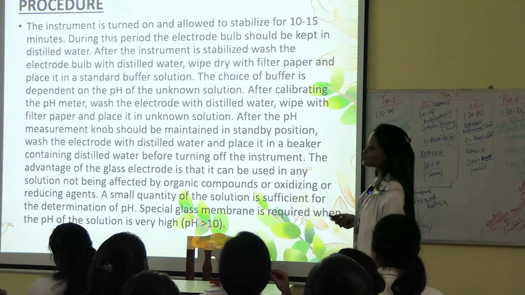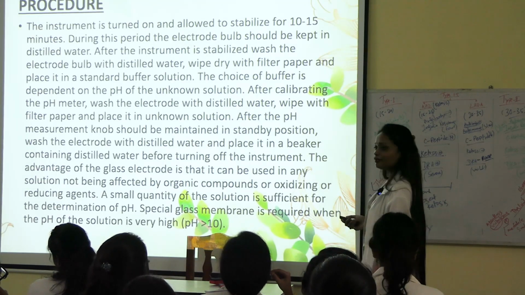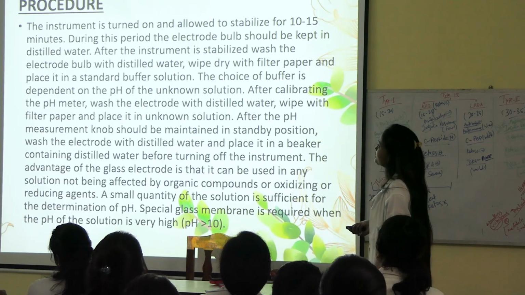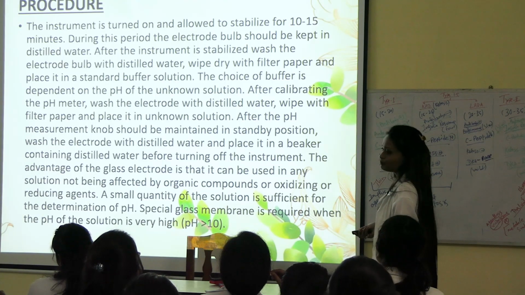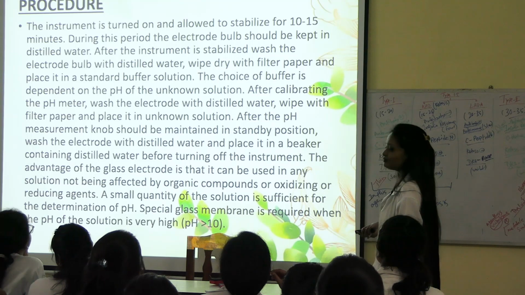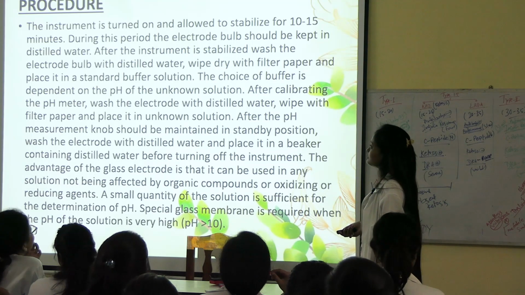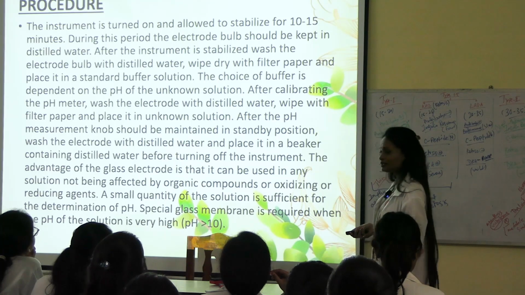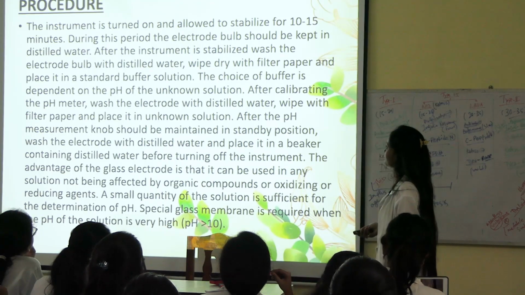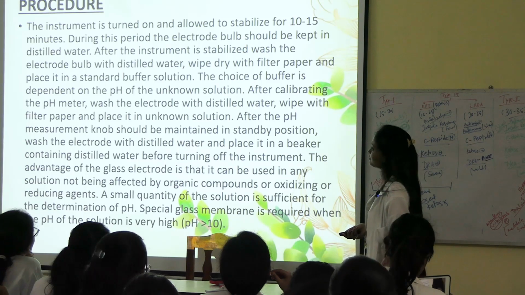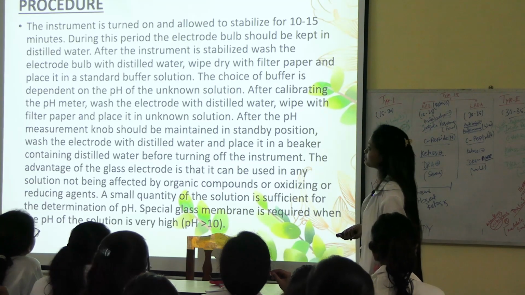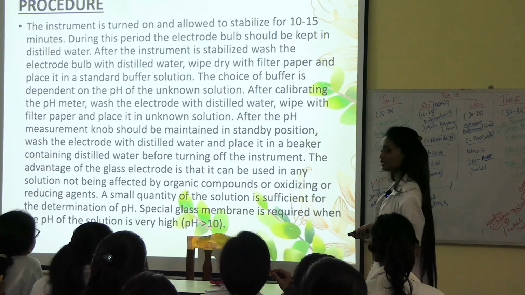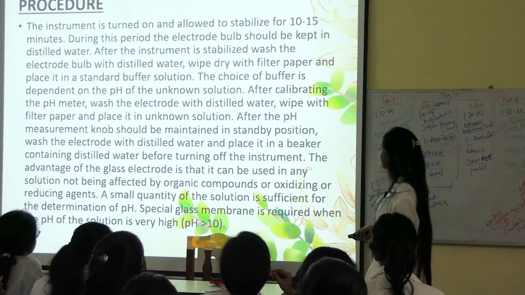The instrument is turned on and allowed to stabilize for 10 to 15 minutes. During this period, the electrode bulb should be kept in distilled water. After the instrument is stabilized, wash the electrode bulb with distilled water, wipe dry with filter paper and place it in a standard buffer solution. The choice of buffer depends on the pH of the unknown solution.